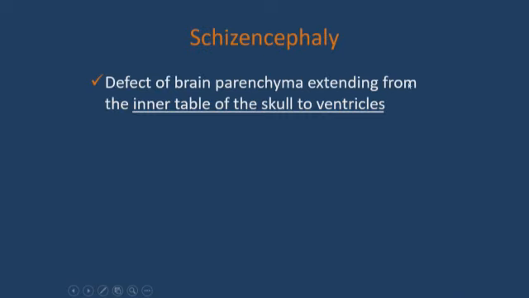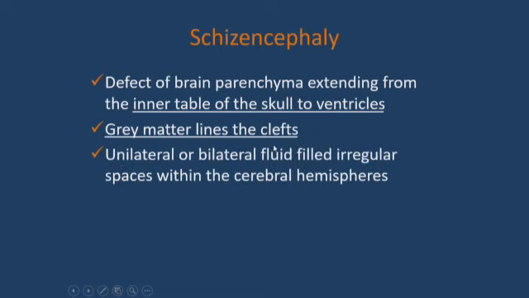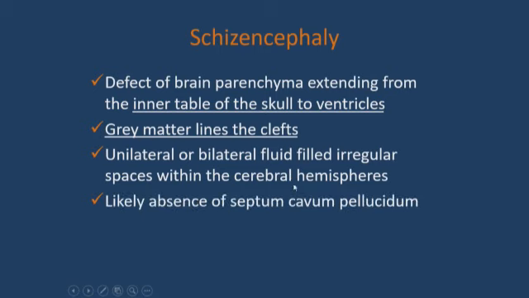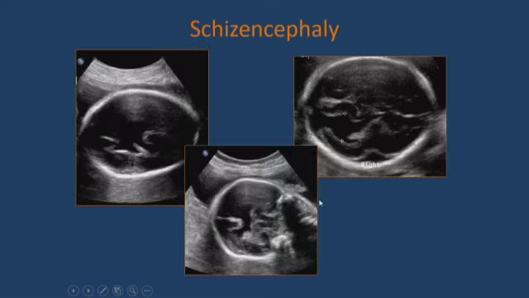So your schizencephaly is actually a clefting in the brain. So defect of the brain parenchyma extending from the inner table of the skull to the ventricles. So you have a clefting of the gray matter. It can be unilateral or bilateral. It's fluid-filled irregularities, spaces within the cerebral hemispheres. It may have absence of the cavum septum pellucidum.